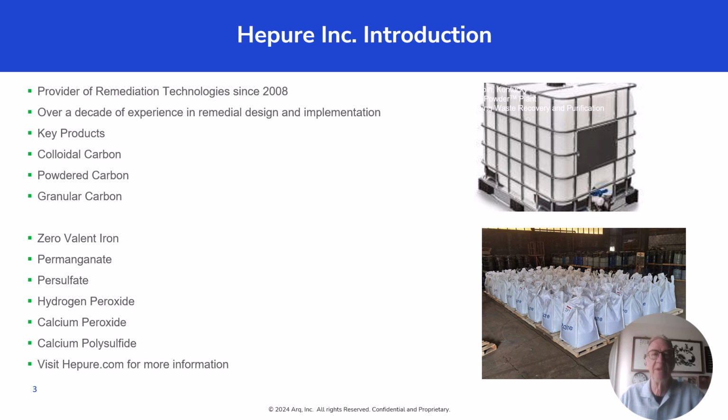Hepure has been supplying remediation technologies since 2008 and also provides design services. This is a short list of the technologies we have available, which include zero valent iron, permanganate, hydrogen peroxide, and many more. You can download our product sheet with the QR code at the end of the presentation.